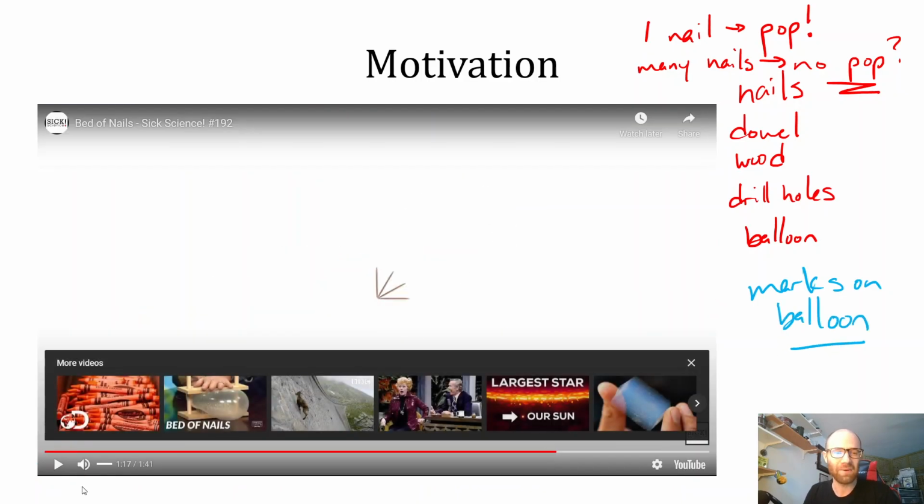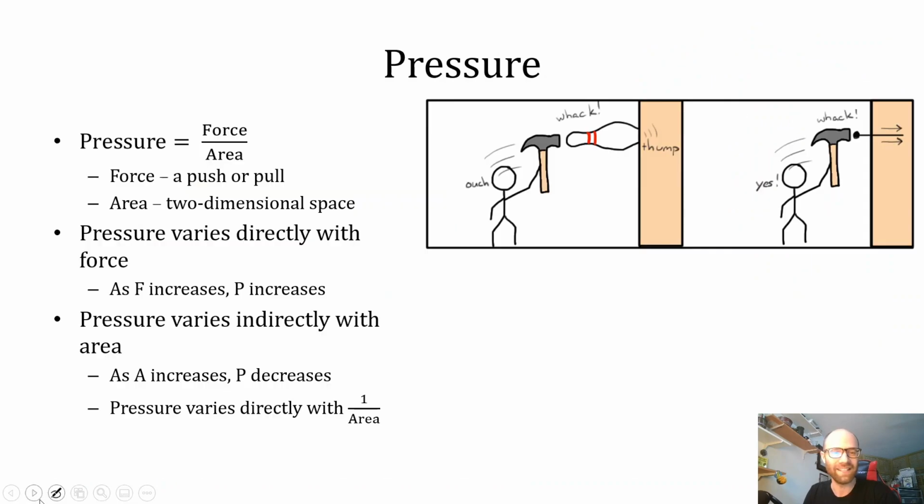Oh, that kind of works perfectly. They just asked the question I had. Why is it that it doesn't pop when there's many nails, when it does pop when there's one nail? You'd think with like 100 nails, it would pop all that much easier. Any one of them would be able to pop it.